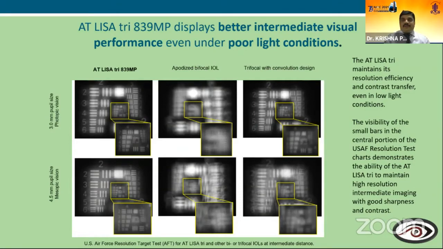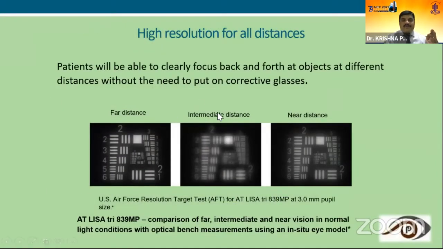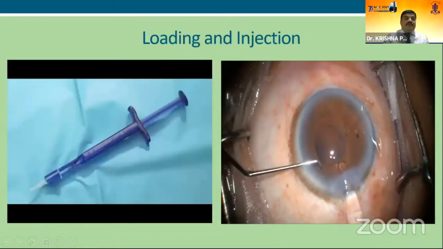So this is about how the LISA Tri maintains the resolution and efficacy contrast in low light conditions. This is how it behaves as far as near vision is concerned. The patient will be able to clearly focus back and forth at objects at different distances without the need to put on corrective glasses.